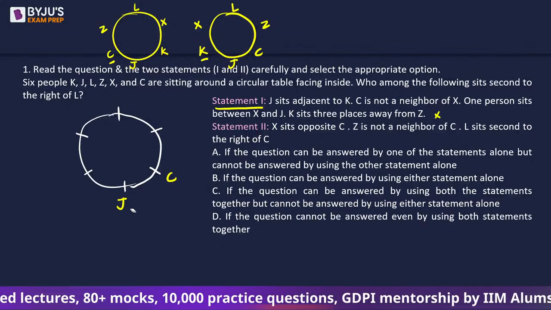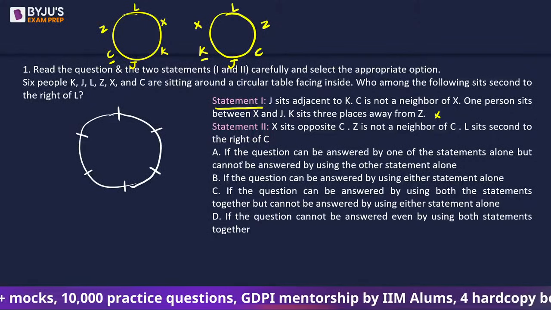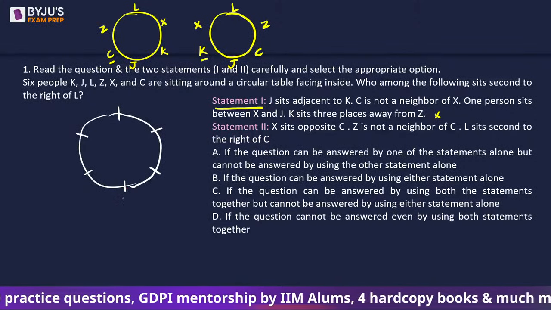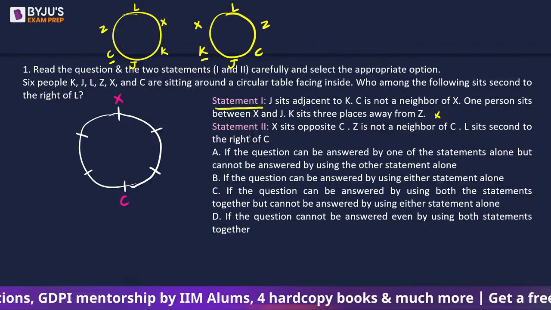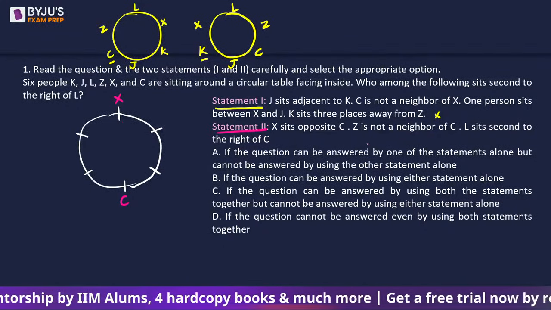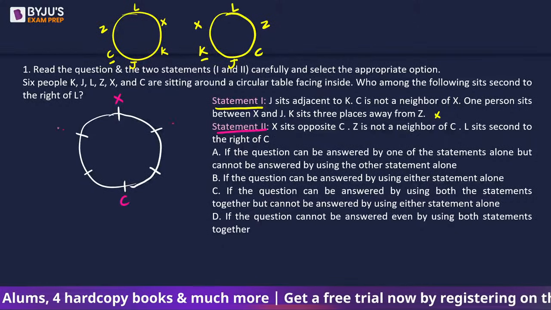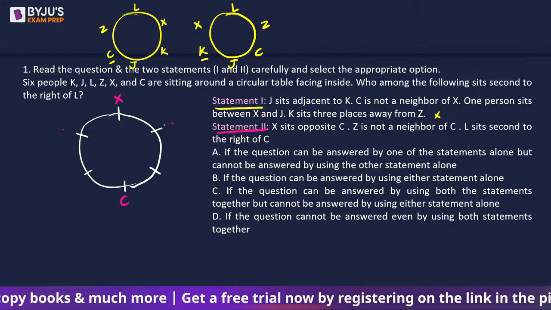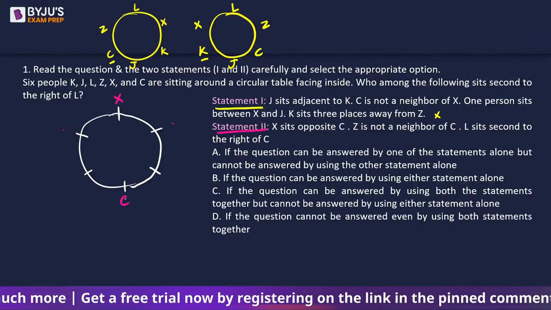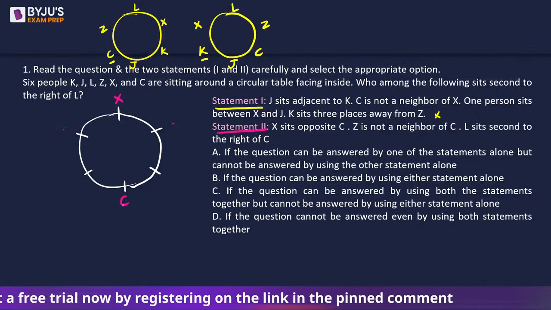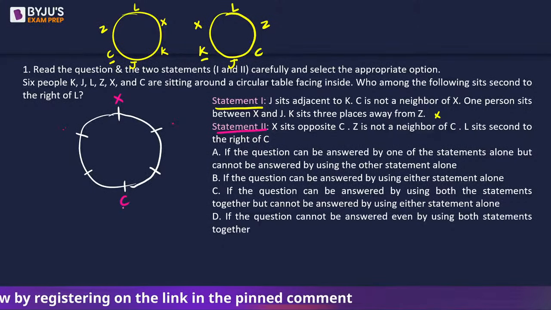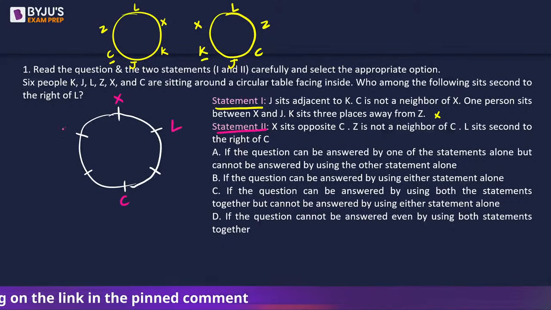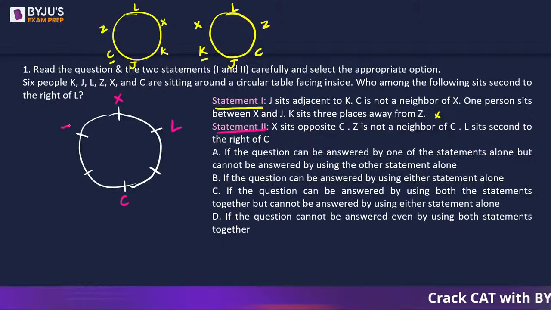Now let's look at statement 2. X sits opposite to C. So suppose C is seated here, X is seated here. We are looking at statement 2. Z is not a neighbor of C. That means Z is seated at either of these two places. Then it is given that L sits second to the right of C. So L sits second to the right of C. So this is where L is. This is where Z is going to be, sorry, this is Z, not X.